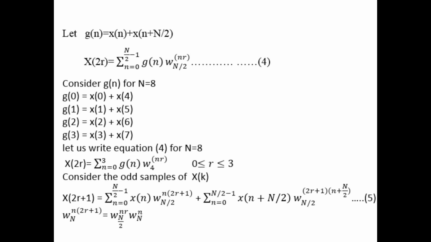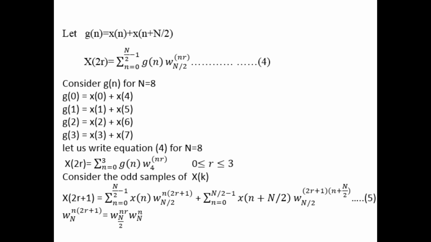Consider the odd samples of x of k. X of 2r plus 1 is equal to summation n is equal to 0 to n by 2 minus 1 x of n into omega n by 2 of n into 2r plus 1 plus summation n is equal to 0 to n by 2 minus 1 x of n plus n by 2 into omega n by 2 of 2r plus 1 into n plus n by 2. Call it as equation number 5.